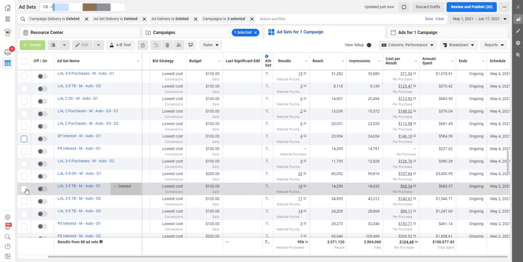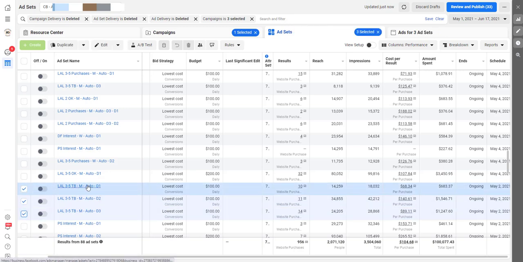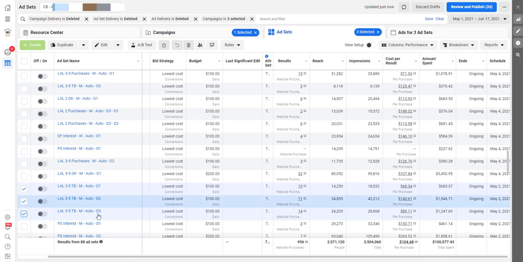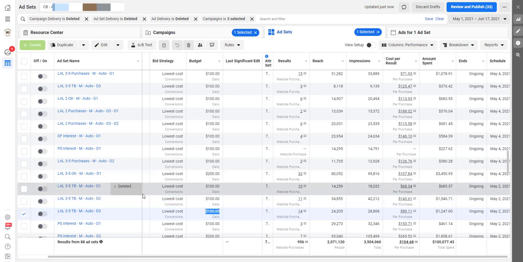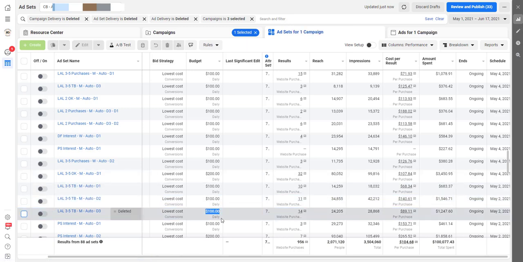So for example, right here, we have this LAL35TB. We've duplicated this 3 times. So the one ad set, we duplicate times 3. So now we have 4 of the existing ad set, right? We have the original, and then we have D1, D2, and D3. So now we've gone from spending $100 a day on the original ad set to spending $400 a day with the 3 new ad sets. Okay, so hopefully that makes sense. This is a good way of us just increasing our spend and tapping into the same audience, right?